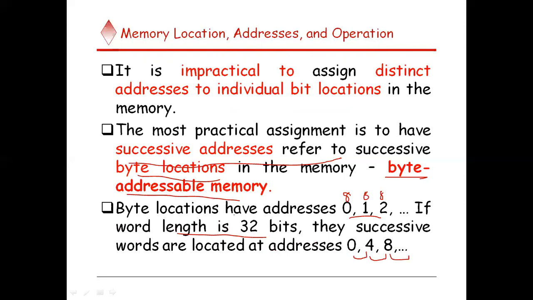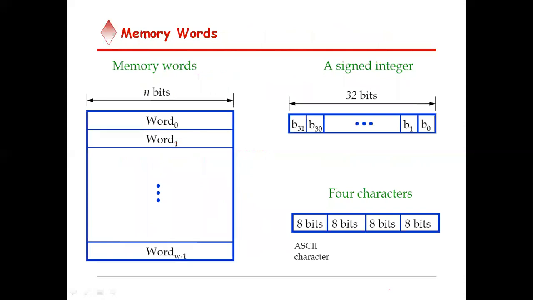That is 32 bits. 32 bits means how many bytes? 32 bits means 4 bytes. So 4 bytes together represent one word. That is what was mentioned. 0 to 3 represent your first word, 4 to 7 represent your second word, and 8 to 11 represent your third word, and so on. The diagram will give you a clear idea.